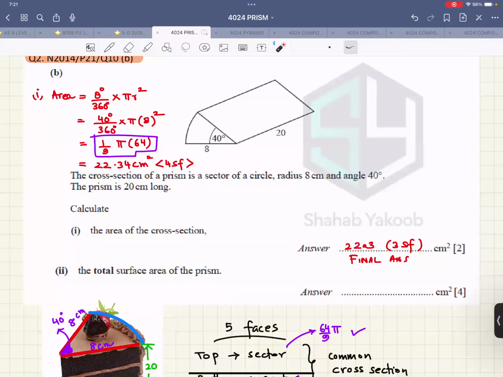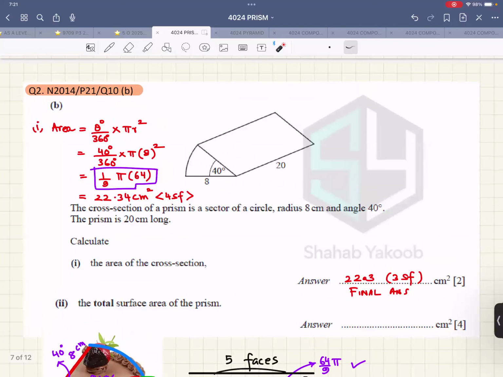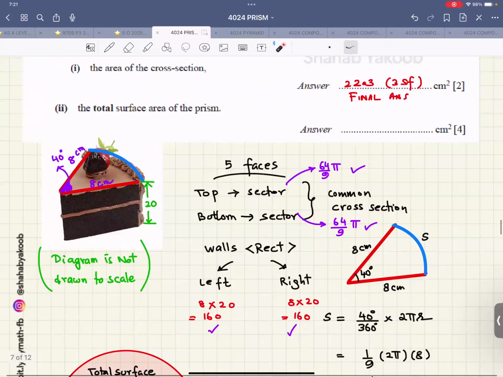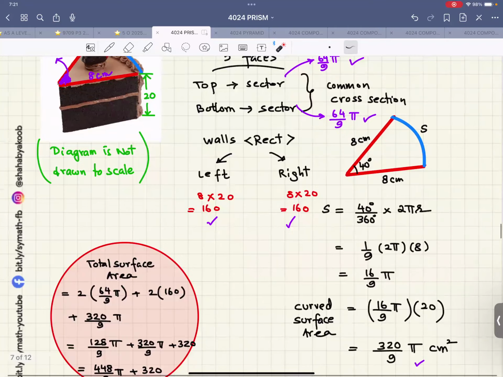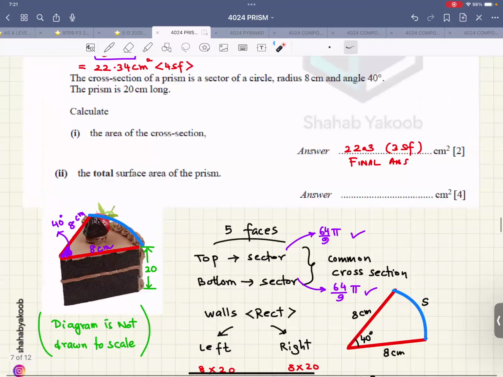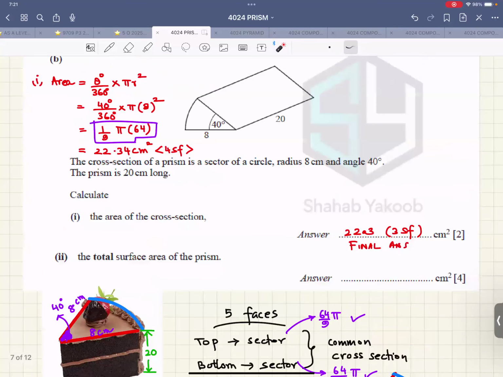So now over here, the area of this cross section, since it's a sector, that is theta over 360, 40 over 360 into pi into r square. What is r? That is 8. The prism is 20 centimeter long. Calculate the total surface area. And let me add one thing. I think the volume, I have not done it over here, but I can. So volume would be cross-sectional area multiplied by this length. Okay, so now this area is done.